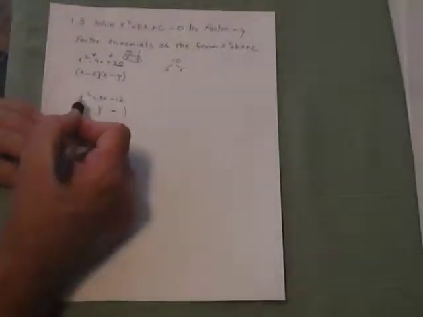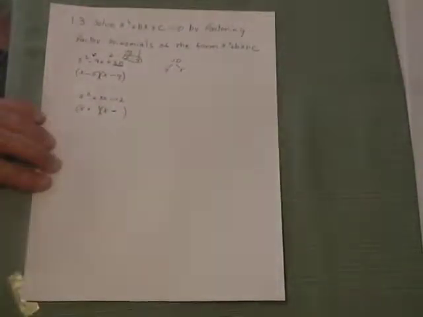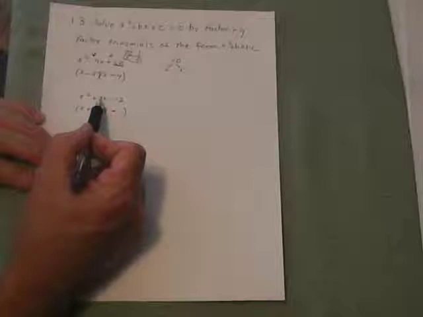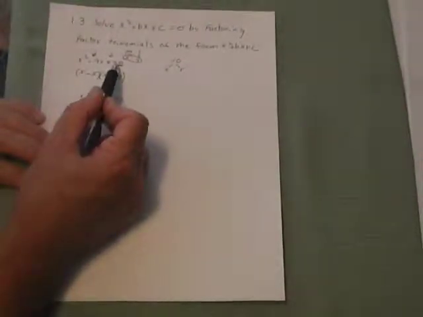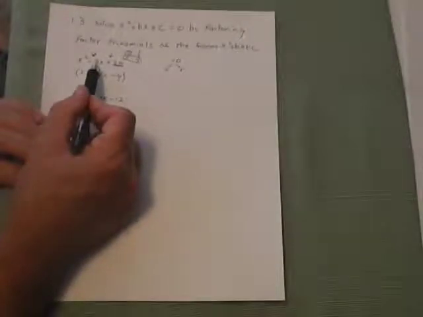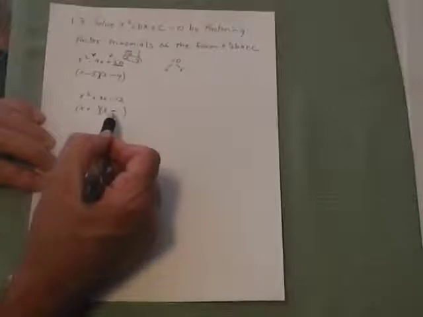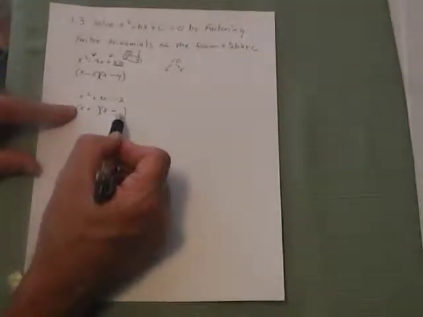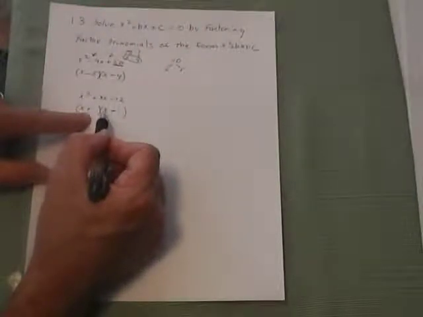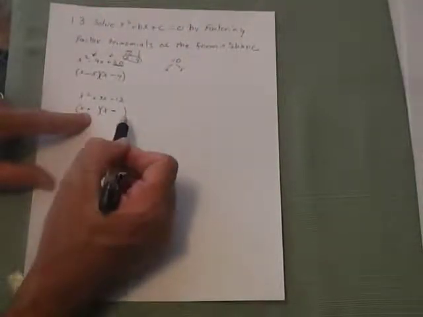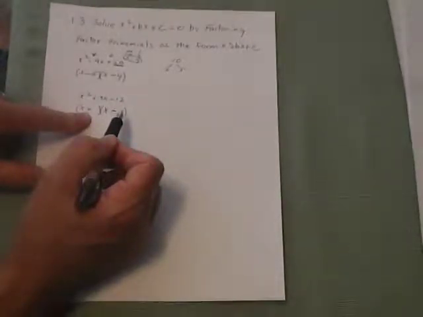X squared, still have x times x. Now this time we need to get a 3, and since these signs are different, instead of adding them together to get that number in the middle, as we did when the signs were the same, we have to subtract. Because when we do the outside, one of them is going to be a negative value, and the inside, the other one's going to be a positive value, and when you add a negative to a positive, you subtract and take the sign of the bigger number.